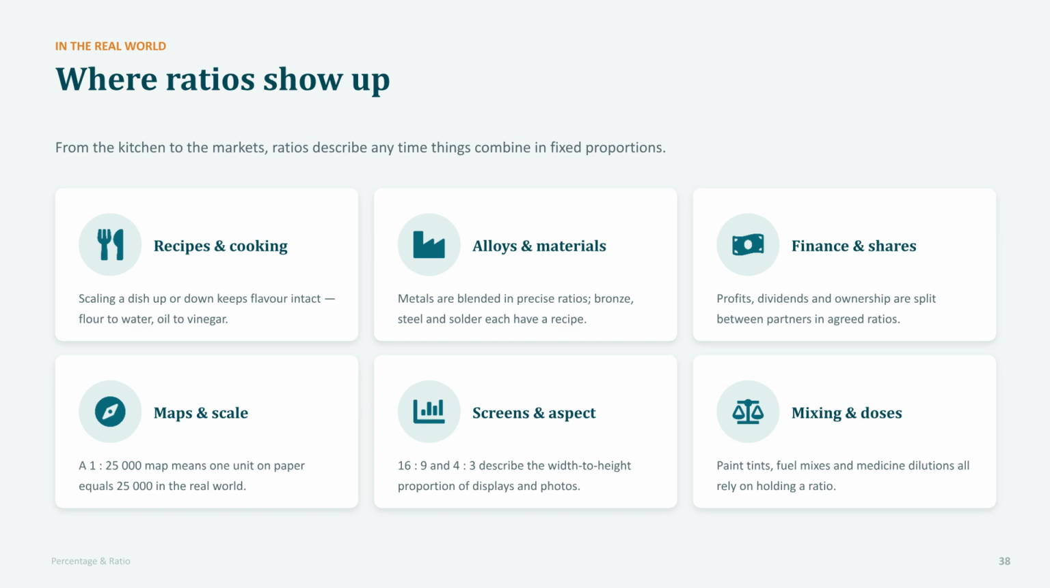Ratios are everywhere in the real world. From cooking recipes and chemical alloys in industry to financial splits between partners, navigation maps, and the screen aspect ratios on your devices, proportional reasoning is essential for accuracy in these fields.